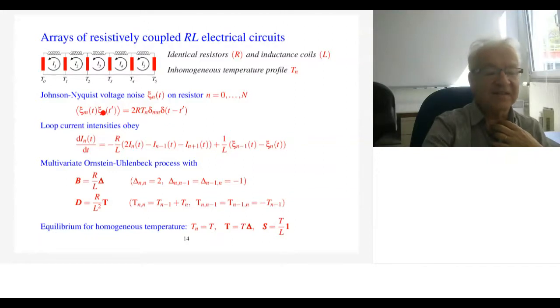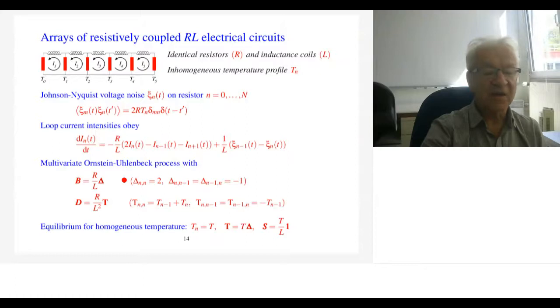Of course, they are decorrelated between the different resistors, so it's a white noise, and the amplitude of the noise is the resistance times the temperature at that point, 2RTn. Usually in the Nyquist theorem, you put 4kTR, but you only consider positive frequencies, so it's all the same. Then the natural coordinates to look at are the loop current intensities defined in this way, and they obey these differential equations, just standard equations for voltages. And here are the noises.